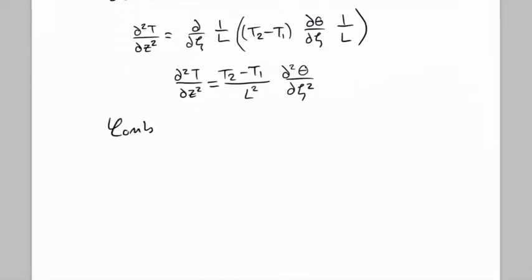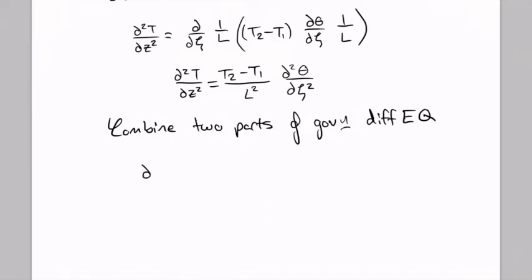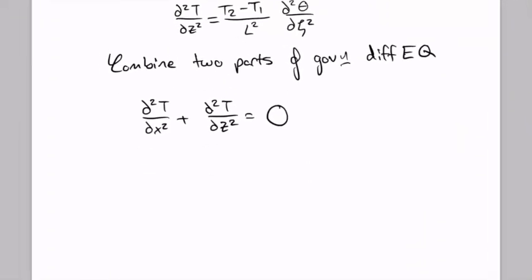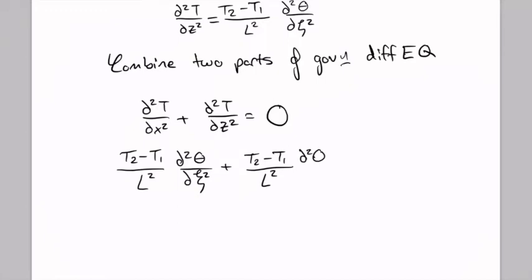So we combine the two parts of our governing differential equation. There's that governing differential equation, and here are the equivalent non-dimensionalized terms that we've just solved for. And what you can see is that those constants cancel out.